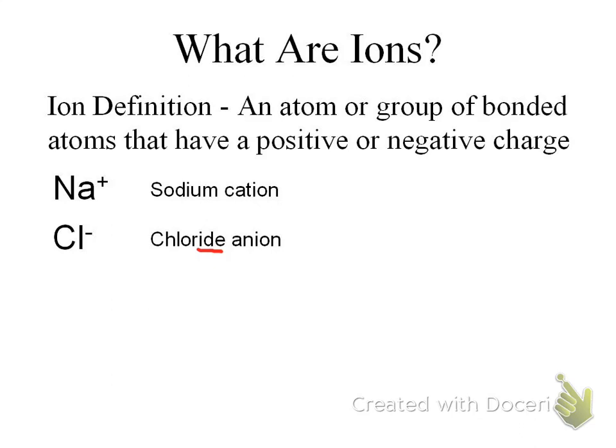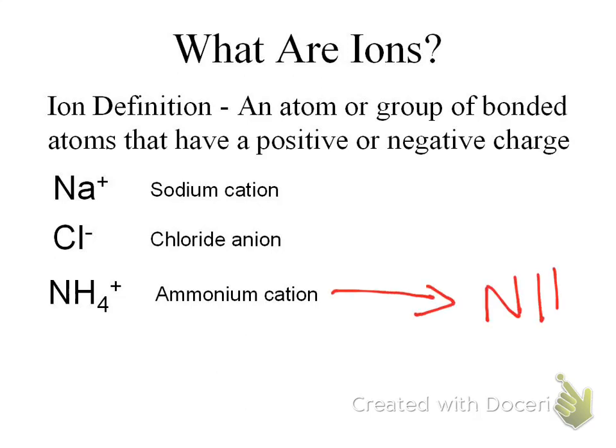Okay. Let's move on to this one, NH4+. Okay? NH4+. Notice this is a group of two elements now. This is known as the ammonium cation. People ask, where does the ammonium come from? It comes from the fact that NH4+ comes from something called ammonia. That's ammonia. So you add a hydrogen, so you make ammonium cation.